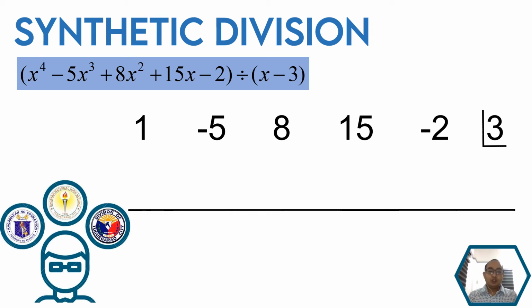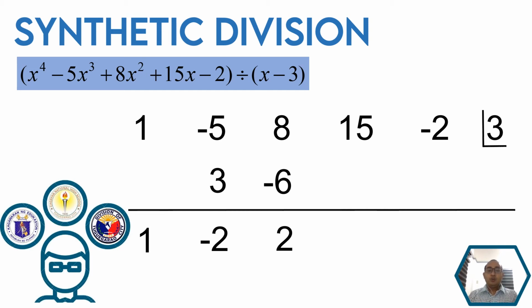The first thing that we do is bring down the leading coefficient, that's 1. 1 is to be multiplied with C, so 1 times 3 will give me 3. Then we add negative 5 plus 3, which will give me negative 2. Negative 2 will be multiplied to 3 again, the value of C. Negative 2 times 3 will give me negative 6, and positive 8 plus negative 6 will give me positive 2.